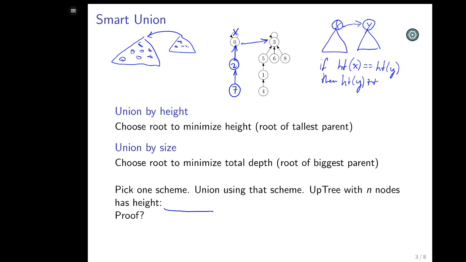So the question here is, I'm sorry, I forgot that we asked this question. The question is, what's in the blue blank? If I use one of these schemes, then I have a set of up trees in my forest of up trees, and the claim is that an up tree in that forest, which has n nodes in it, has height at most what? Less than or equal to what?